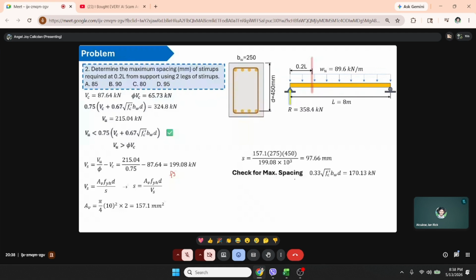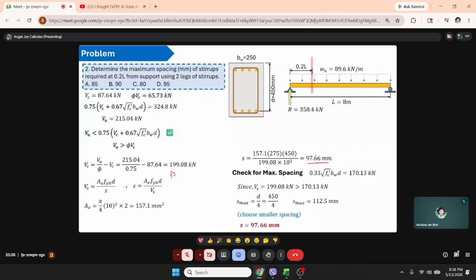So, 0.33 square root of fc prime bwd is 170.13. I-compare siya sa Vs. Since mas dako ang Vs, you'll use katong d over 4, whichever ang smaller sa d over 4 or 300. And d over 4 is 112. So, mas gamay siya sa 300. So, mao siya imong max spacing. But, i-compare pod nimo sa imong na-solve na actual spacing. And choose smaller. So, mas gamay ang 97.66.